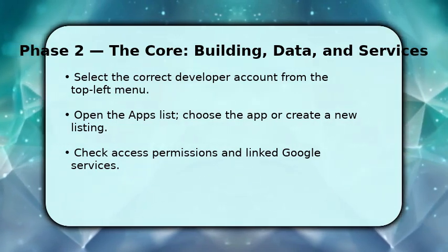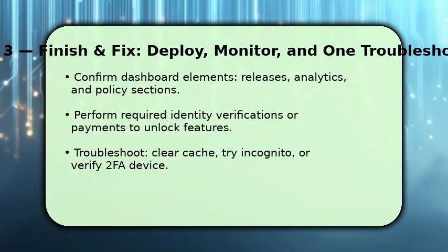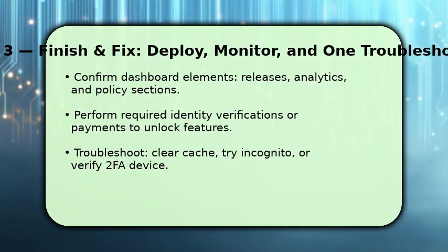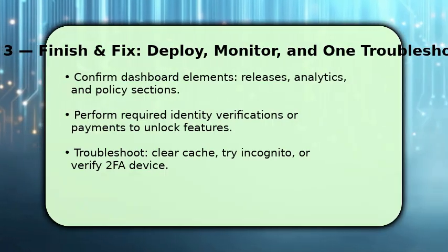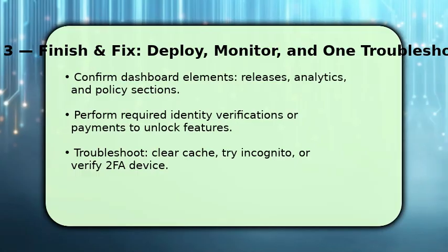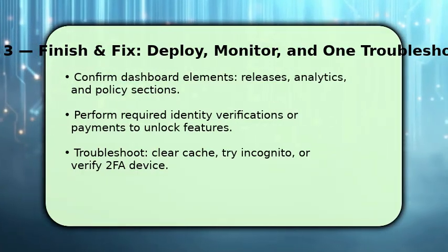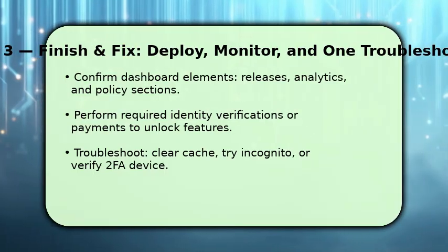To finish, confirm you can view core sections, releases, store presence, and policy. These indicate full access. Next, complete any pending identity checks or payments, because incomplete steps restrict publishing features. Save changes and sign out, then sign back in to validate session persistence.